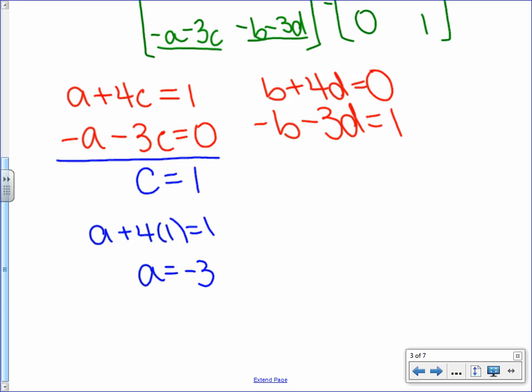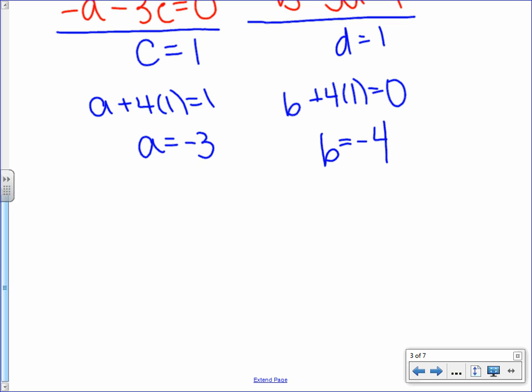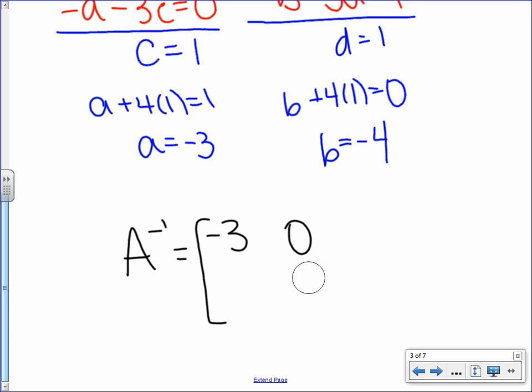If we add these together, we get D equals 1, which means B equals negative 4. So, what have we found with this? We have found that A inverse is [-3, -4; 1, 1].